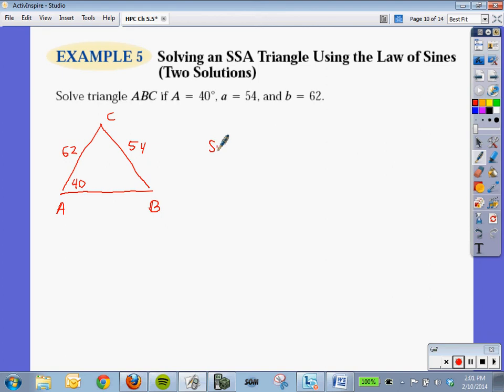We say that the sine of big B over 62 is equal to the sine of 40 over 54. And from here, we're going to solve for the sine of B. We're going to multiply both sides by 62 and then take the inverse sine of whatever we get. So we're looking for angle B right now. Actually, I'll take baby steps.